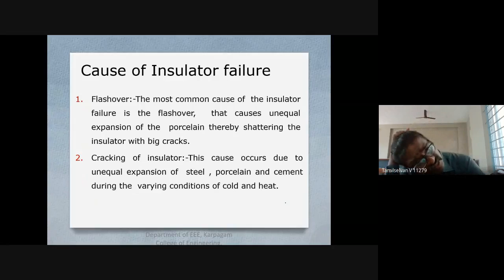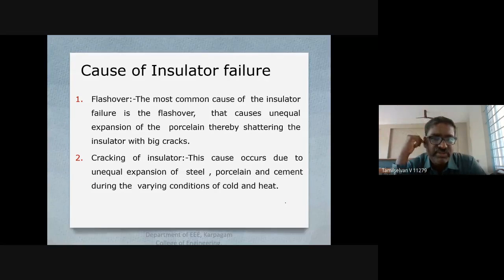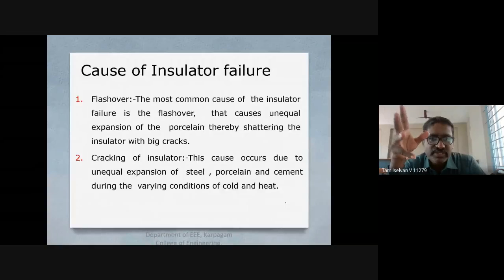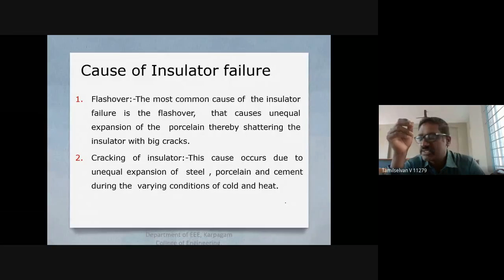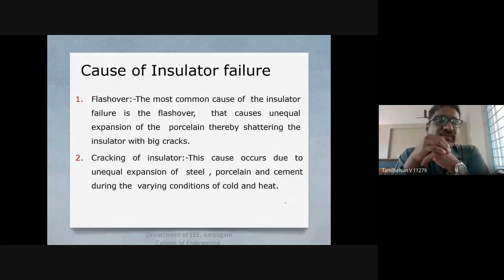So I have explained the causes of insulation failure. One is flashover. The most common insulator failure is flashover. Next, if there is a crack, due to the expansion of steel or porcelain and cement during the warming condition after a cold environment, there will be cracks in the insulators. That is also one of the causes of insulator failure, and then we have to replace that insulator.